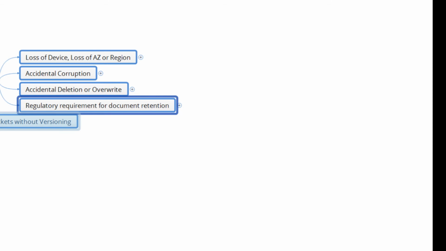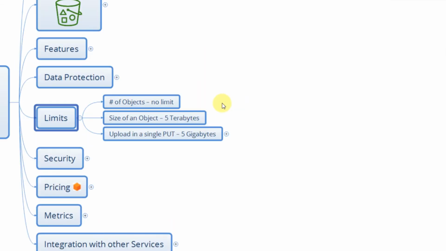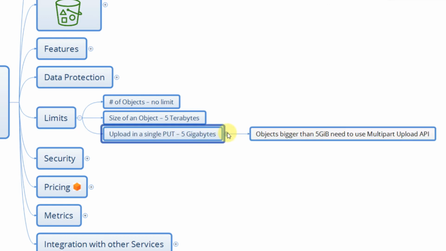And note that Trusted Advisor checks for buckets without versioning. The limits associated with the S3 service: the number of objects that can be created is limitless. The size of an object is limited to 5 terabytes. And if an upload is done in a single PUT, there is a limit of 5 gigabytes. Objects that are bigger than 5 gigabytes need to use the multipart upload API.